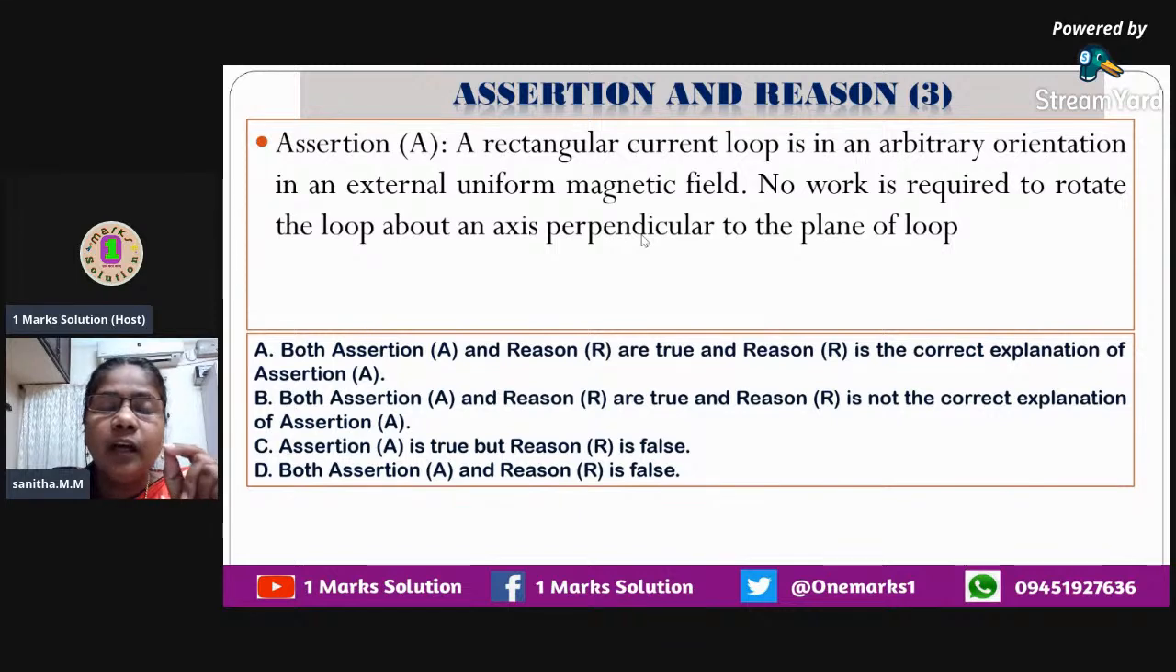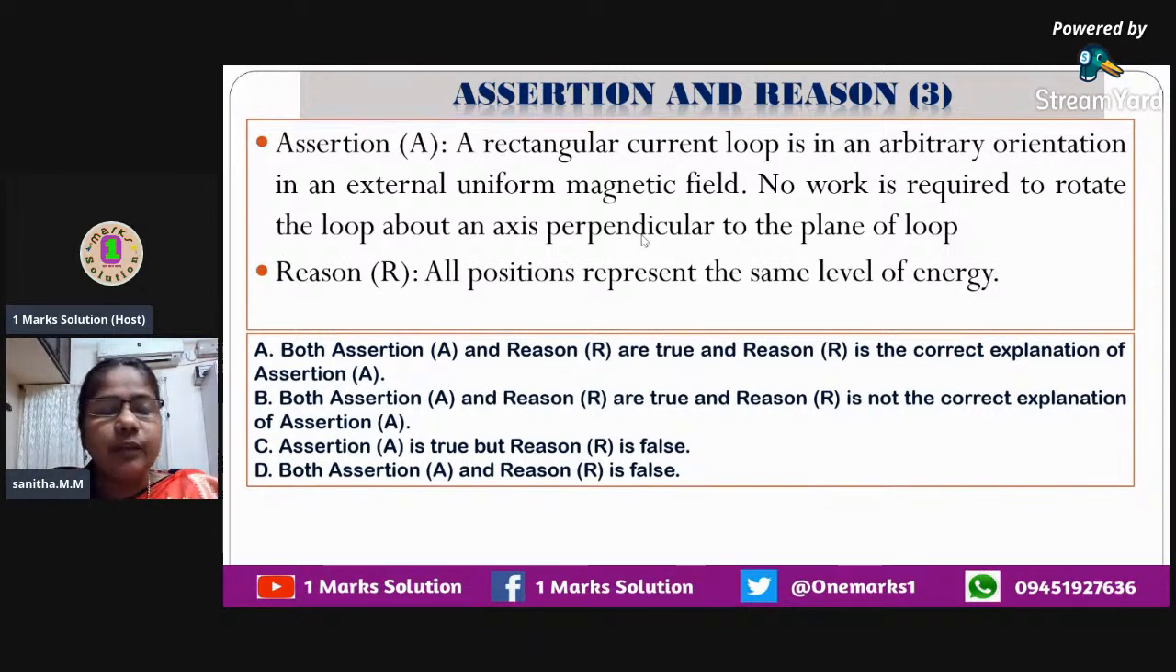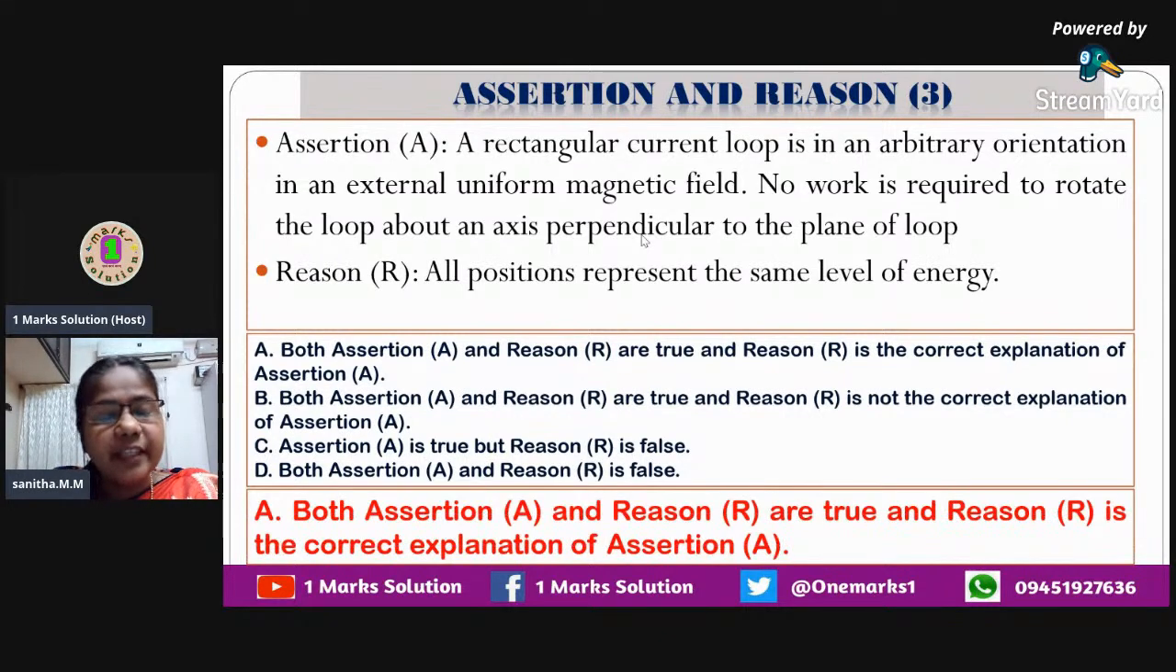Torque means it is the rotating effect of force. That is why they are rotating. So the assertion is absolutely correct. And what is the reason here? We can say all the positions represent the same level of energy. That is why they are rotating anywhere. So we can say no work is needed for rotating also. So here assertion and reason are correct, and the reason is an absolutely correct explanation for the assertion.